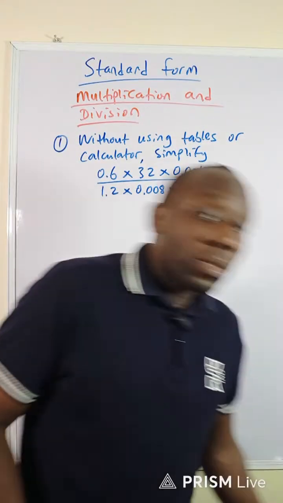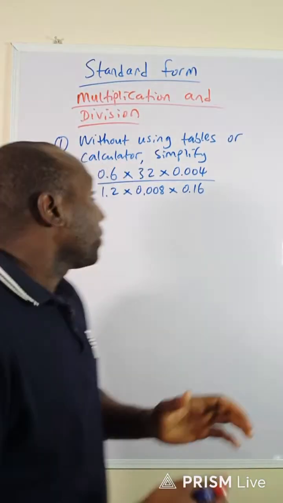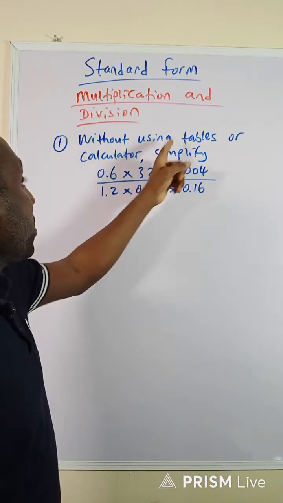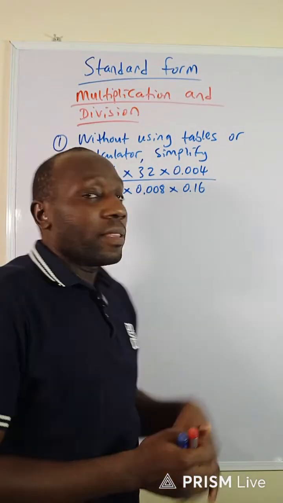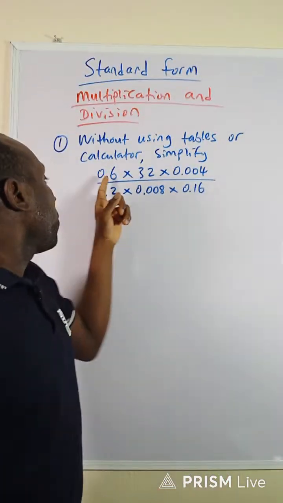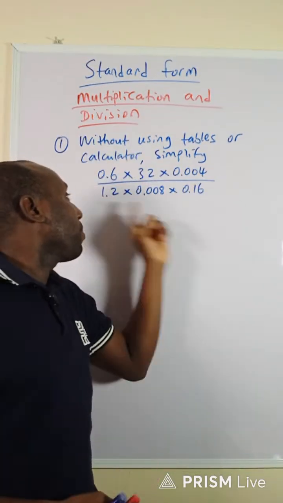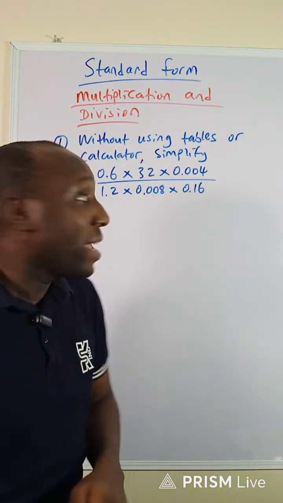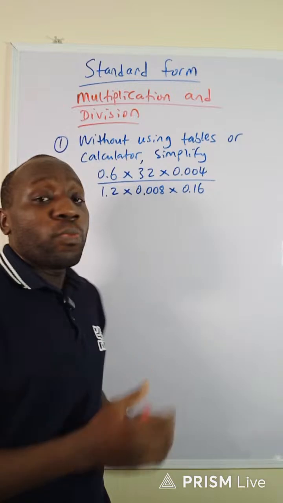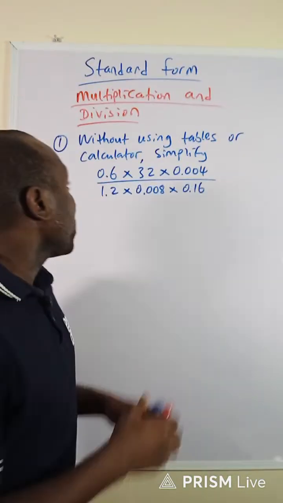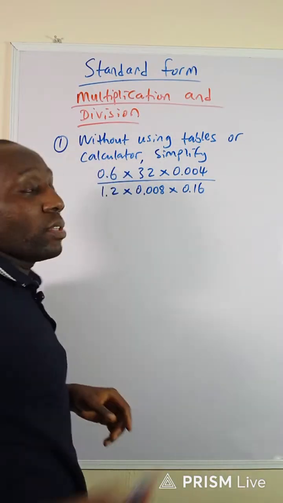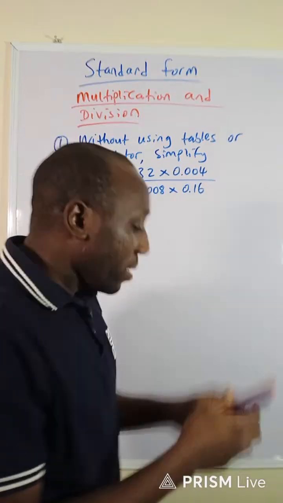Okay, I think we'll just continue. Let's begin. Without using tables or calculators, simplify this. So we have 0.6 times 32 times 0.004, all divided by 1.2 times 0.008 times 0.16. Now, they told us without using tables or calculator. Let us simplify this. So let's begin.